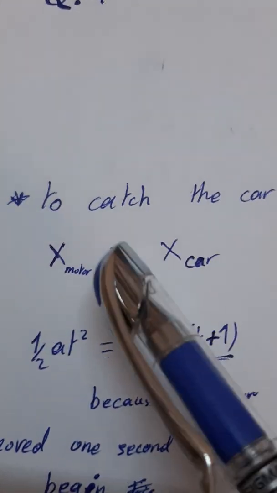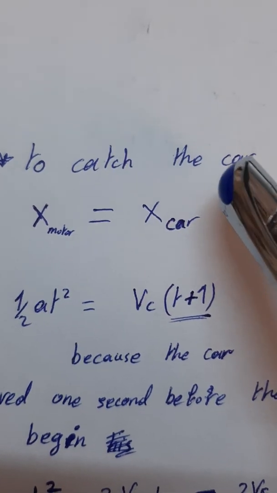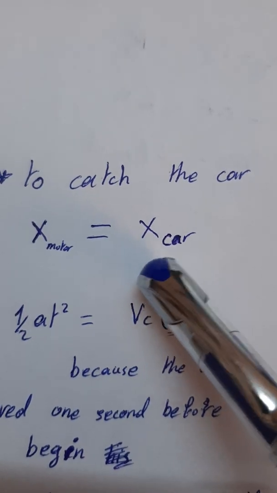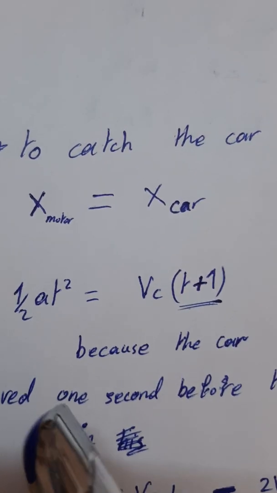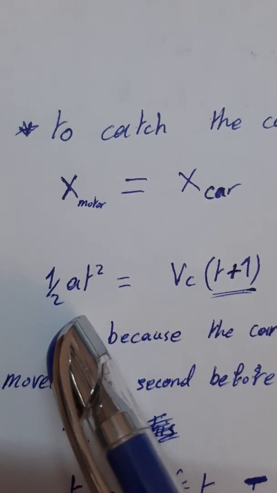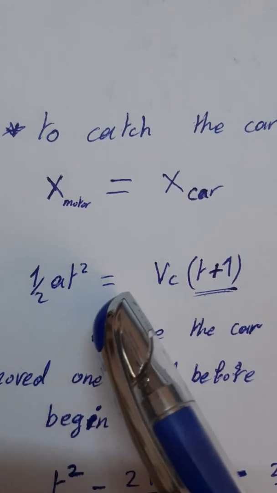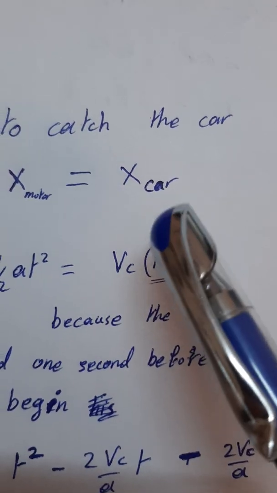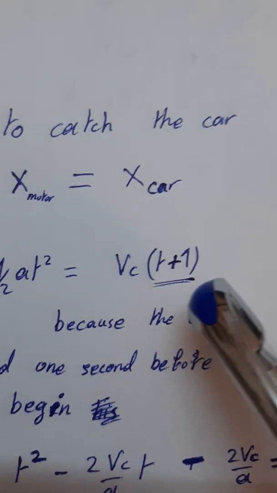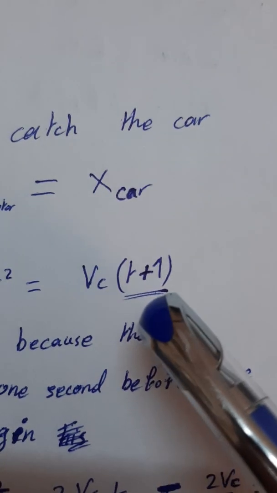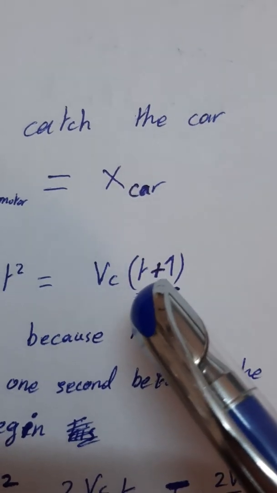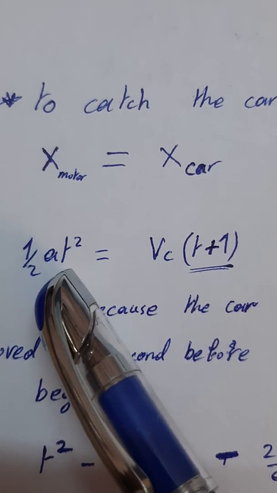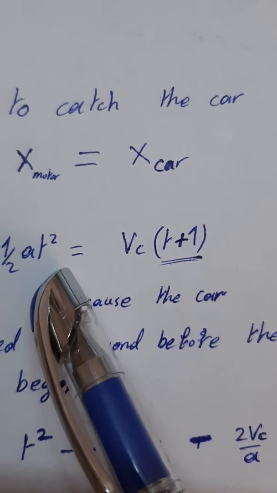Now, to catch the car, we have to put x of the motor equal to x of the car. And by substituting the equations that we found before, we must write t plus 1 for the x of the car, because the car passes an additional second before the motorcycle started its movement.